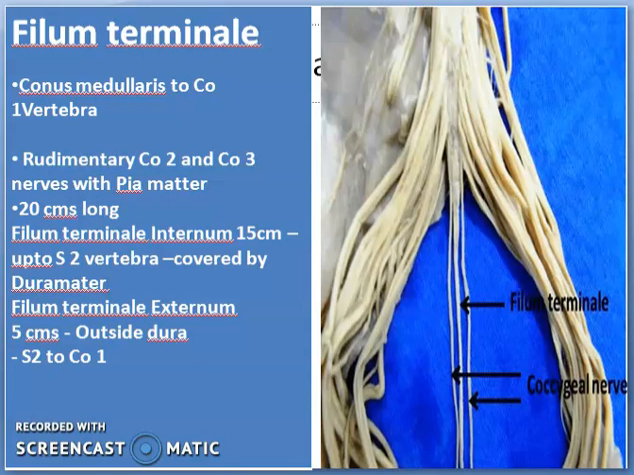extends, and this filum terminale is made of two rudimentary coccygeal nerves, that is coccygeal 2 and coccygeal 3 nerves with pia mater. It's about 20 centimeters long. In its upper 15 centimeters, the filum terminale lies within the dura mater up to the level of S2 vertebra, and it is called filum terminale internum.